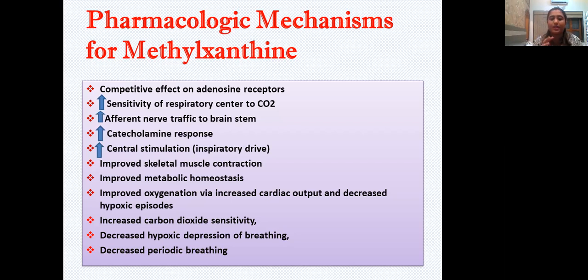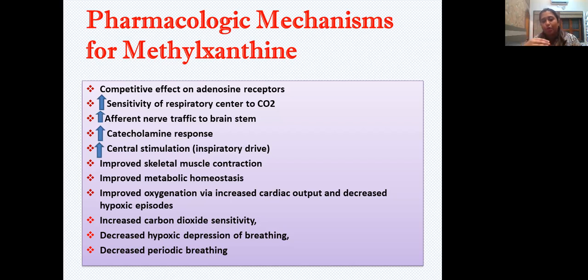It also increases the afferent nerve traffic to the brainstem, so more and more positive stimulation for our respiratory centers to cause inspiratory drive, increased catecholamine response, and increased central stimulation to have a further increase in the inspiratory drive. This was what it does on the center.